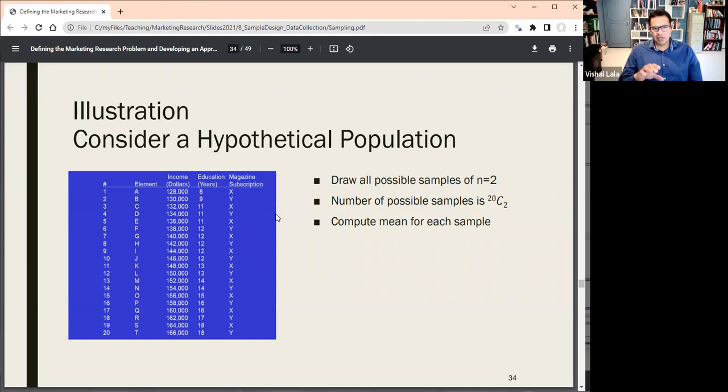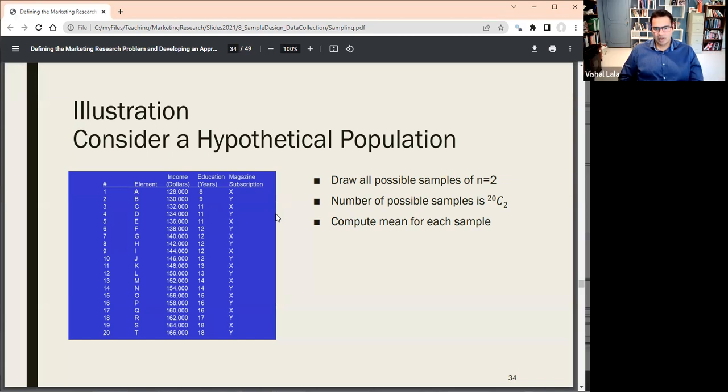Imagine from this population of 20 observations, you drew very small samples, sample size 2. Now, with 20 observations, you can draw at most 20 choose 2, or 20C2, samples. That's the maximum number of samples we'll have, without repeating. Which turns out to be 20 times 19 divided by 2, or 190 possible samples. So imagine we drew all 190 possible samples of 2 observations, and we compute the mean for each sample.